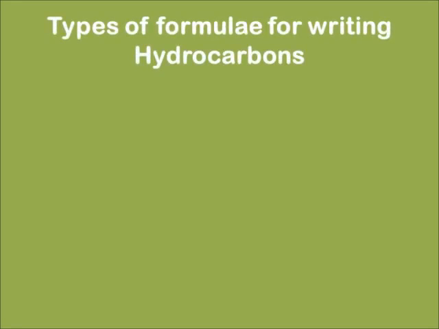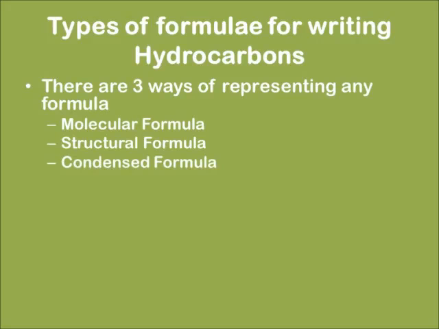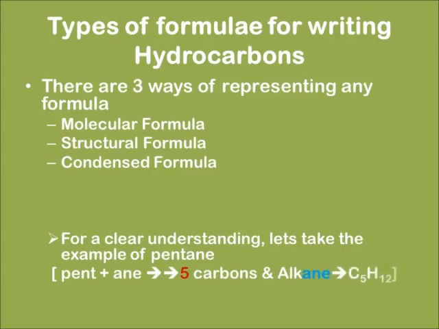Now, let us learn about the types of formulae for writing the hydrocarbons. There are three ways of representing any formula. Those are molecular formula, structural formula, and condensed formula. For a clear understanding, here I take the example of pentane. Pentane can be divided, it means pen for 5 and ane for an alkane. So my formula is C5H12. Now let me show how to represent C5H12 in terms of a molecular formula.